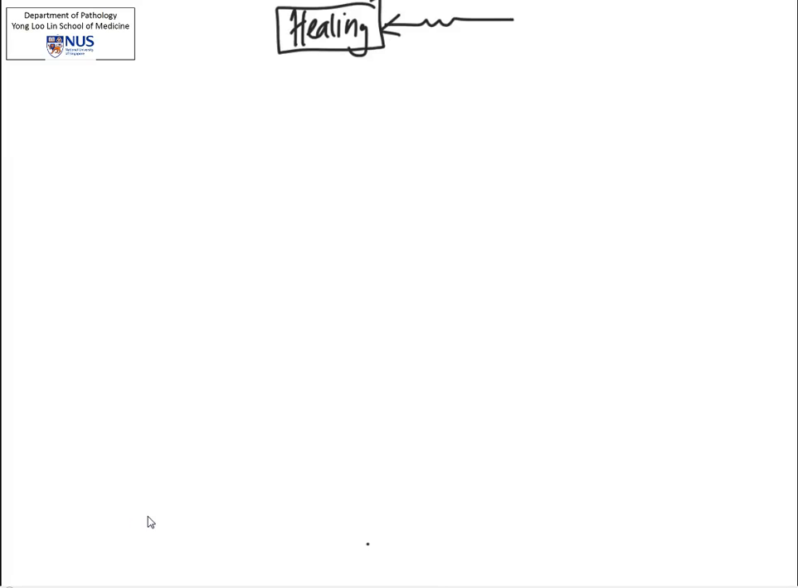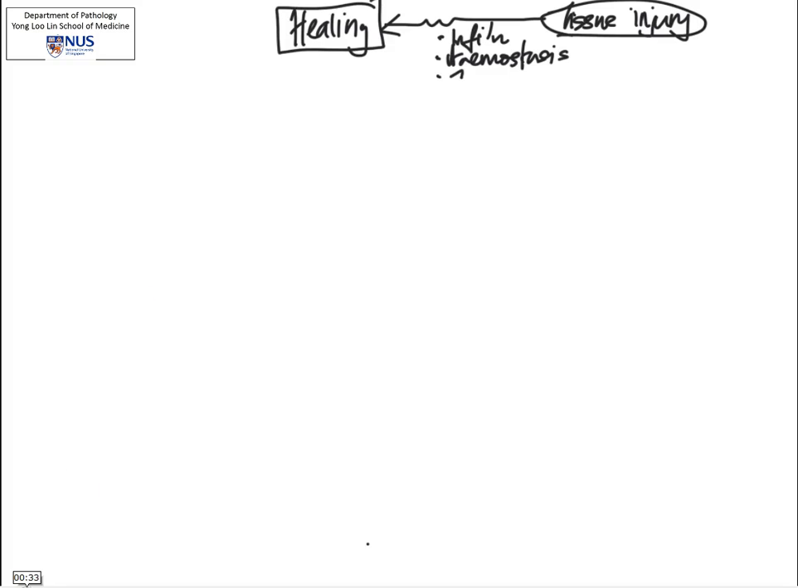Hello, in this mind map, we are going to look at the process of healing and repair. Now, healing occurs only after there has been tissue injury. So usually the reactions of the body to tissue injury would include inflammation, hemostasis with the formation of fibrin, as well as, of course, tissue destruction and tissue damage.